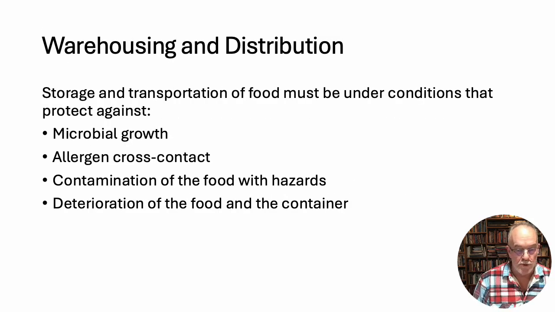So this section is pretty short and sweet. Warehousing and distribution. We're looking at 117.93, warehousing, distribution. Short and sweet. Storage. Let me just read it from the regulation for you. Storage and transportation of food must be under conditions that will protect against allergen cross-contact and against biological, chemical, including radiological and physical contamination of food, as well as against deterioration of the food and the container.